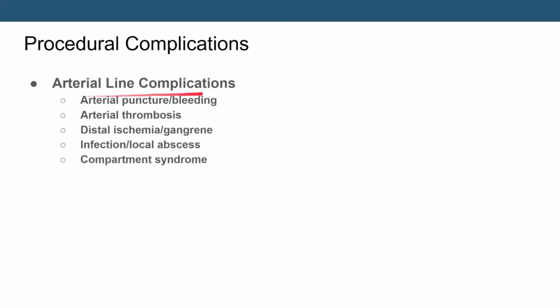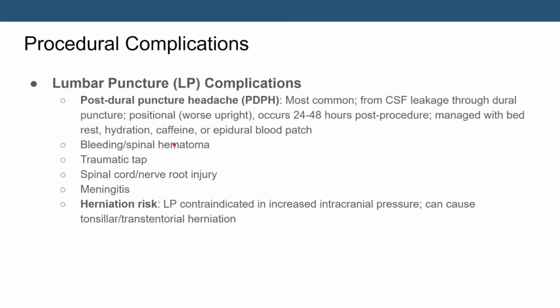Arterial line complications include arterial puncture, bleeding, thrombosis, ischemia, gangrene, infection and local abscess, and compartment syndrome. Lumbar puncture complications include, the first one is going to be the most high yield one for the USMLE. It's post-dural puncture headache. This is the most common. It occurs from CSF leakage through the dural puncture.